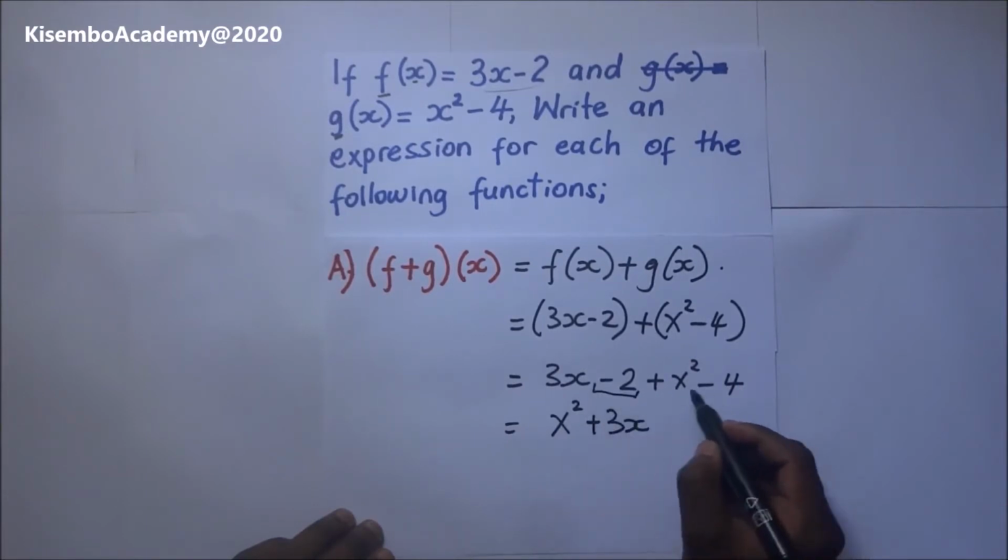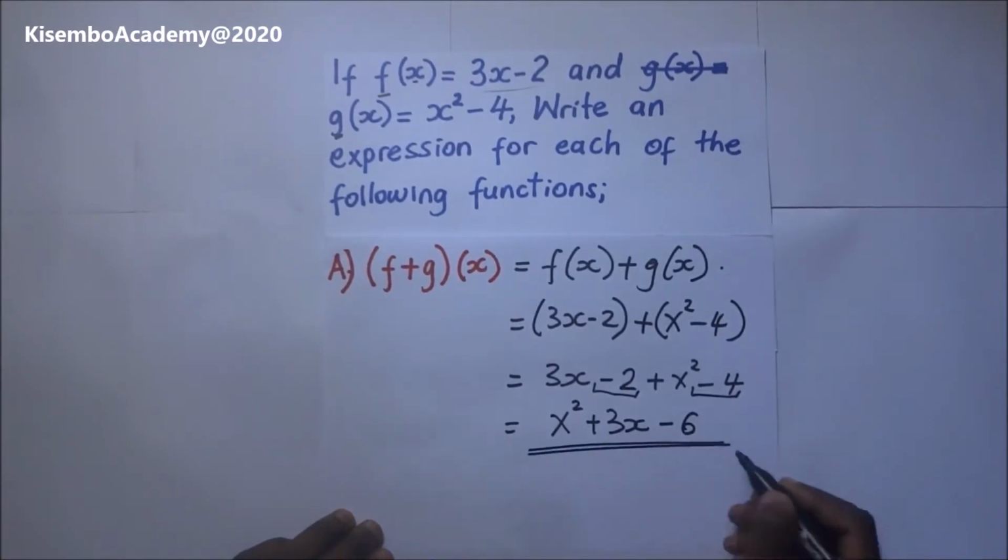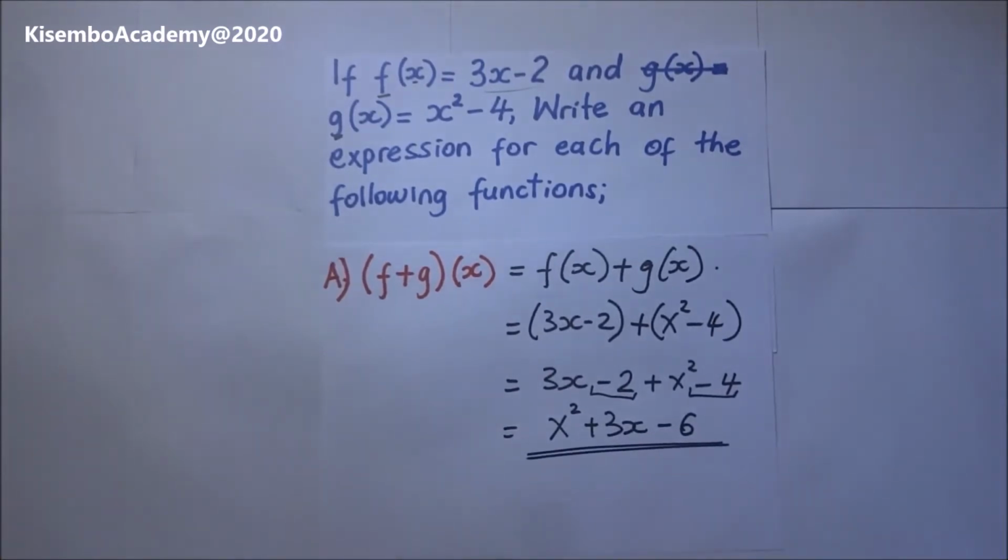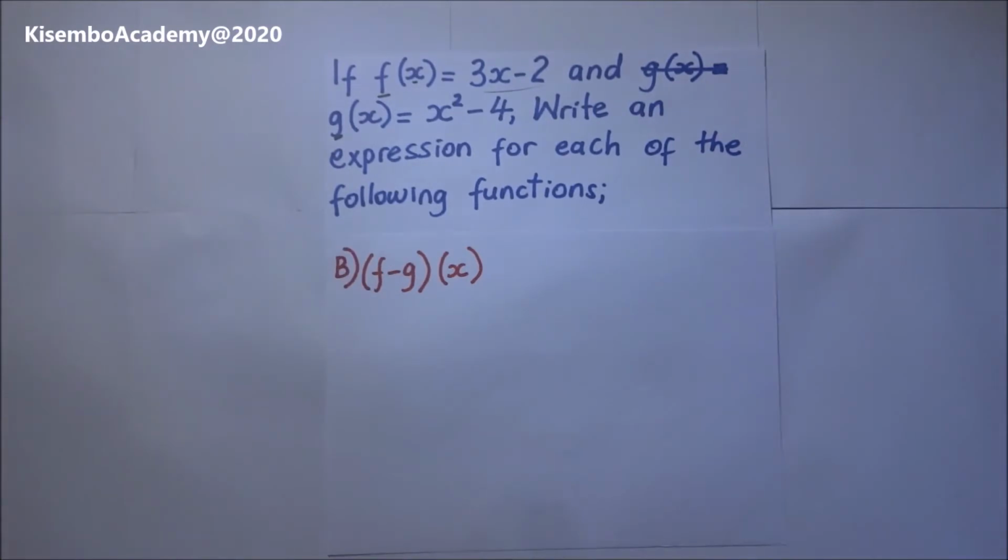This is minus 2 and minus 4. Minus 2 and minus 4 gives us minus 6. We end up with a quadratic equation, and that's the answer. In part B, we are trying to find the difference of these functions.